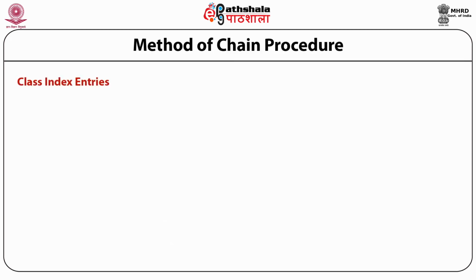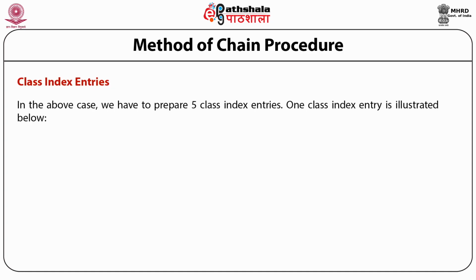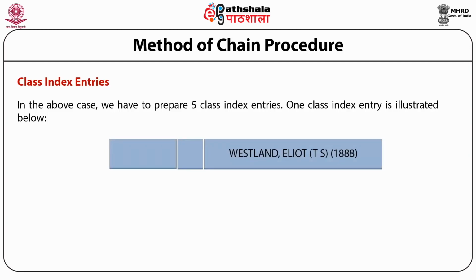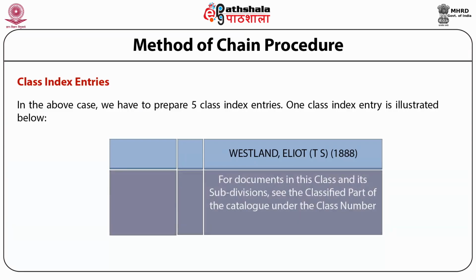Class index entries. After determining the sought links, the next step is to prepare class index entries. In the above case, we have to prepare 5 class index entries derived from the class number O111, 1M88, 1. One class index entry is listed below. The leading section of the entry will be Bestland, Eliot, within bracket TS, within bracket 1888. In second section, directing words such as 4 documents in this class and its subdivisions, comma, see the classified part of the catalog under the class number are written. And the third section is O111, 1M88, 1.